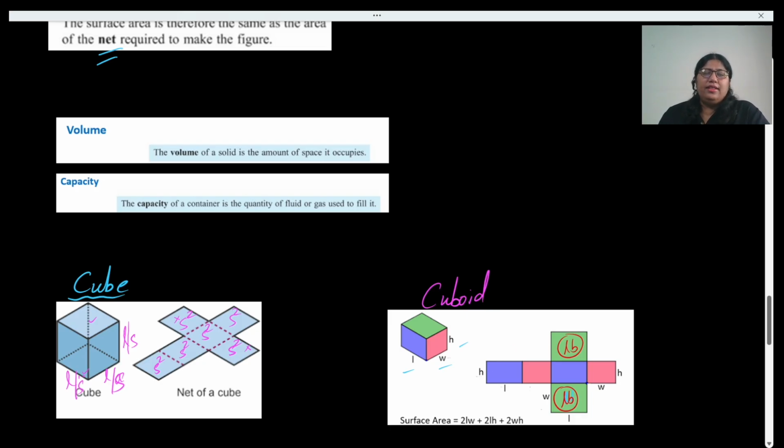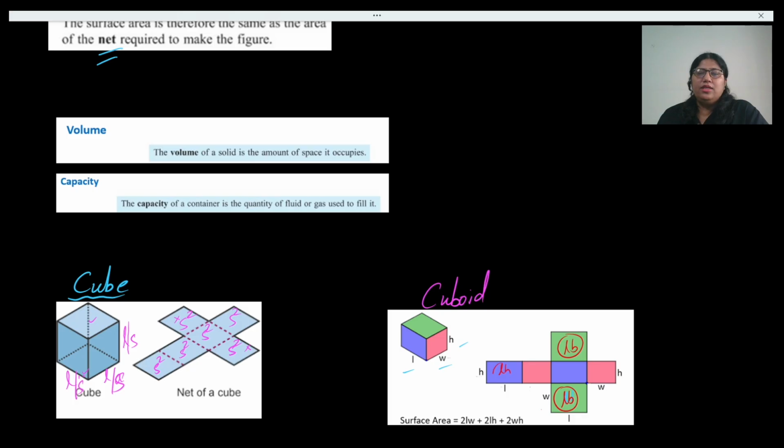Then length into height will be the area of this face, then width into height. This again will be length into height, and this is width into height. To calculate the total surface area, if we add everything, we get 2LW plus 2LH plus 2WH, and 2 can be taken common. So this is the way we calculate the surface area.